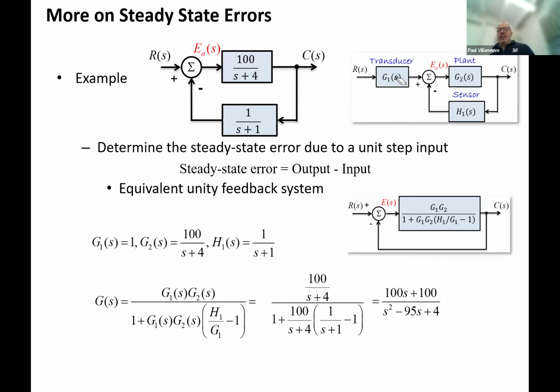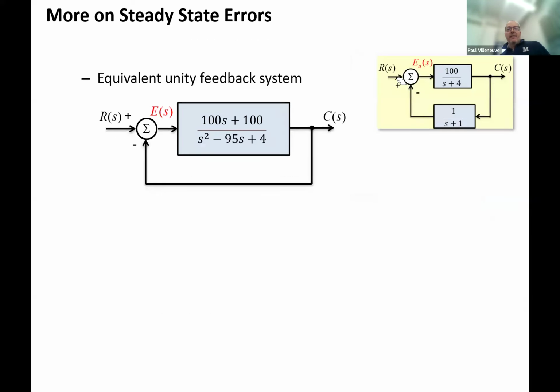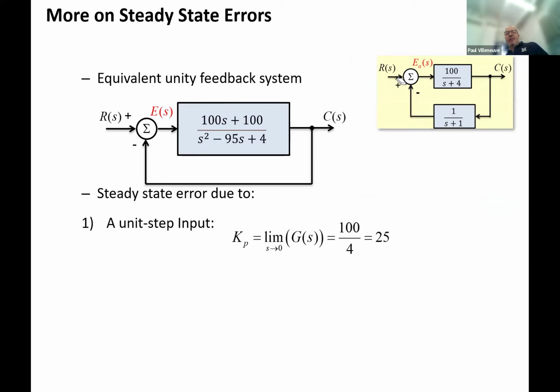What type of system is this? Type 0 system because there are no integrators. So our steady state error to a unit step is going to be K sub P. Calculate K sub P first. It's 25. So our steady state error is 1 over 26.